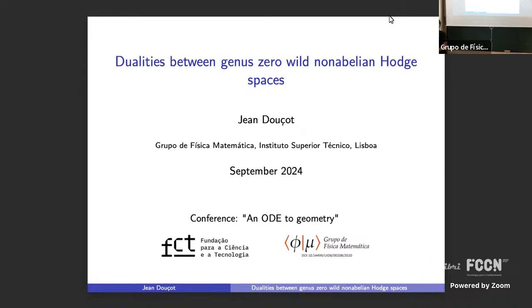Okay. Thanks a lot for the introduction. First, thanks a lot to the organizers who put together this very nice conference. I enjoyed this week a lot, and thanks for the invitation. So today, I want to explain some kind of dualities between different genus zero wild non-abelian Hodge spaces.